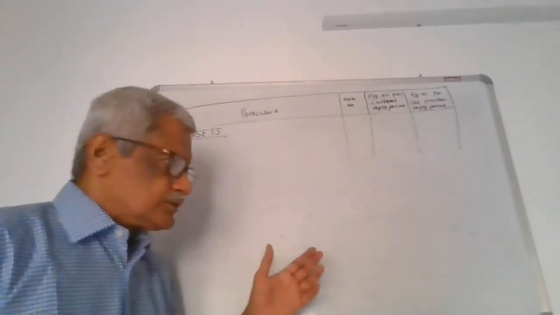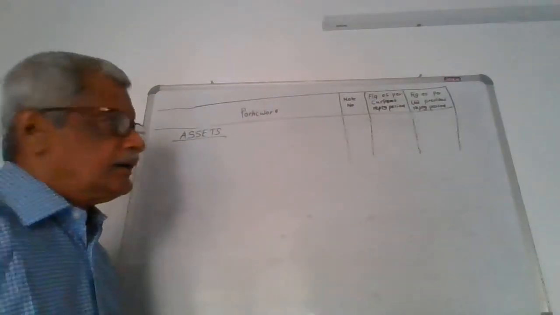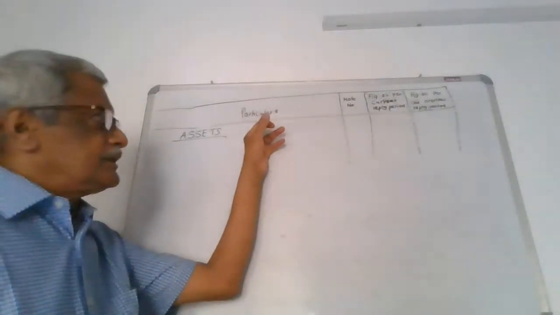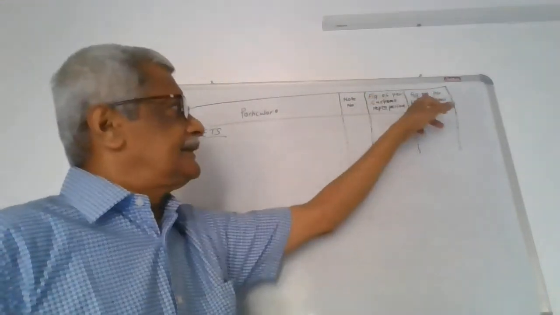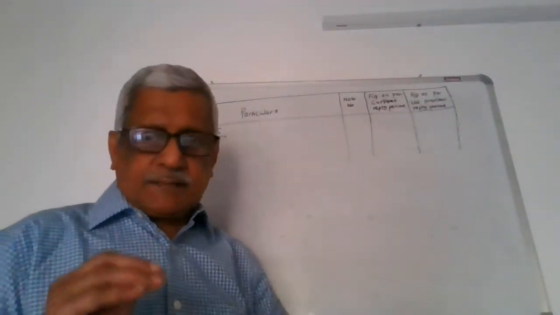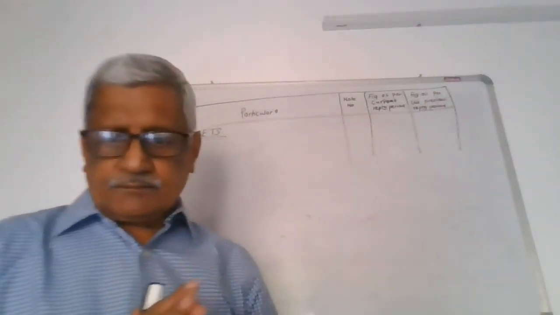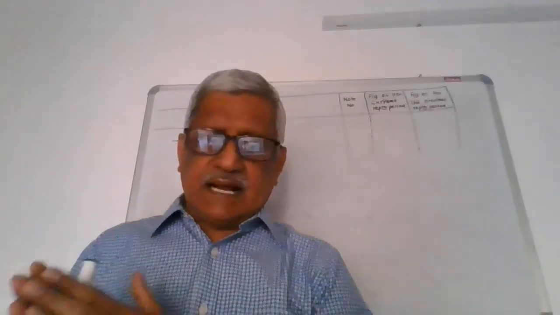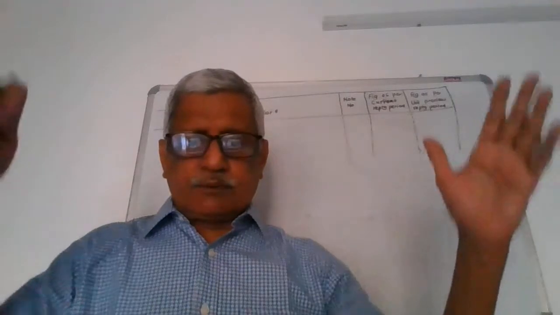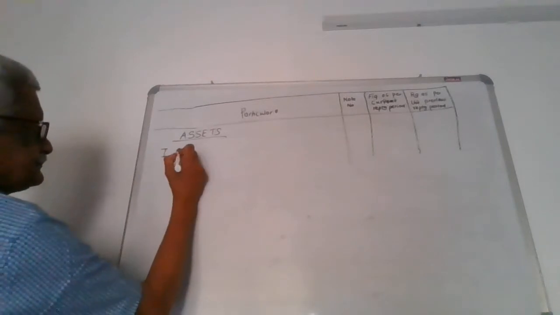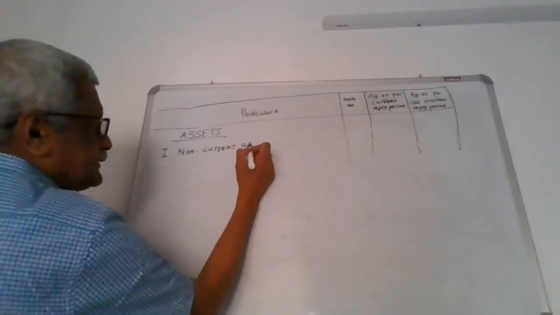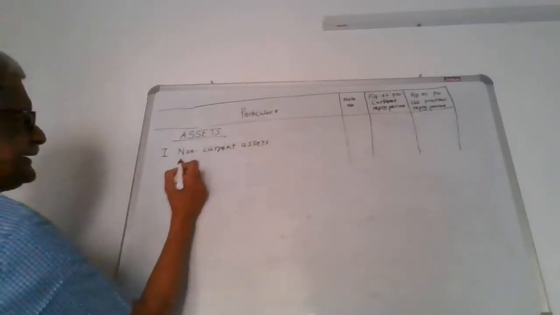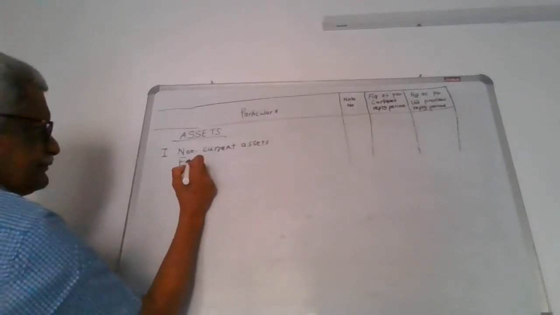Now on the asset side also, similar to the liability side, we have 4 columns: particulars, the note number, figures as per the current reporting period, and figures as per the previous reporting period. On this side, we have non-current assets and current assets as the broad classification. First, let us go to the non-current assets. Under the non-current assets, the first item which comes is fixed assets.